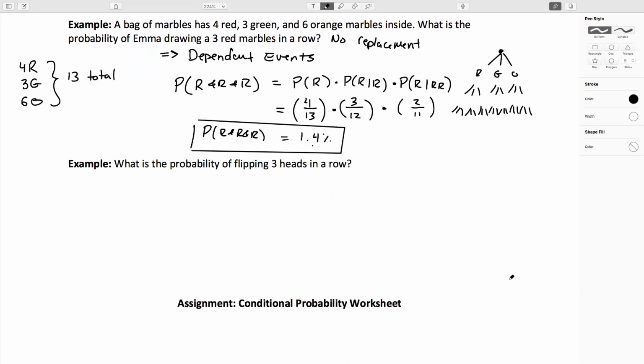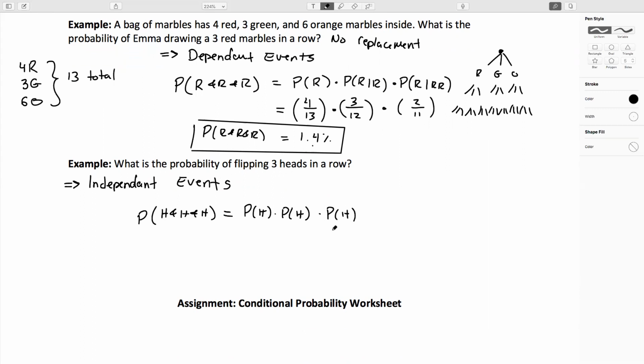What is the probability of flipping 3 heads in a row? So this is the last one. This one's an example where these are independent events. So the probability of head and head and head is given by the probability of a head times the probability of a head times the probability of a head. Each one is 50%. So 0.5 times 0.5 times 0.5 gets us a probability of 12.5%.